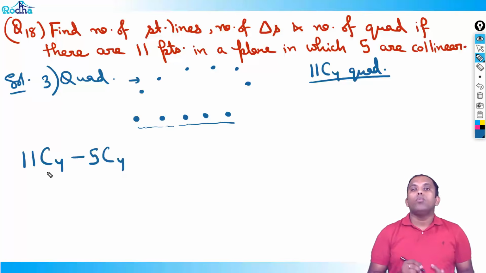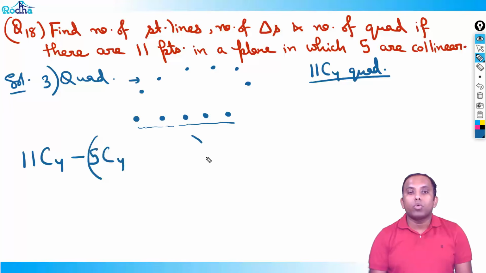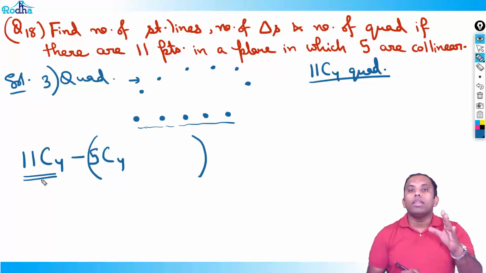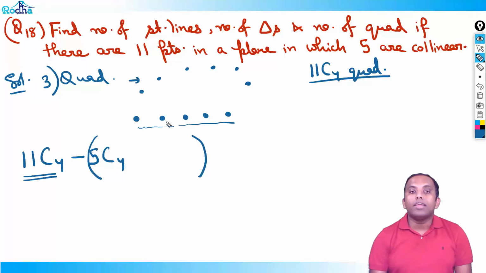But in quadrilateral, one more case will occur. Understand this. From the total, I can form 11C4 quadrilaterals if all points were non-collinear. But out of those 11C4, we are subtracting those cases where joining 4 points will not give you a quadrilateral. One case is when 5 points are collinear, right? But another case occurs here, where joining 4 points will not give you a quadrilateral.